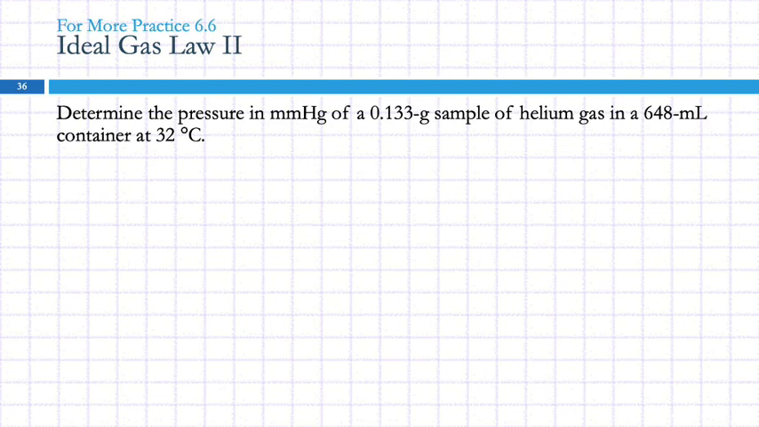Okay, one more problem here. Determine the pressure in millimeters of mercury of a 0.133 gram sample of helium gas in a 648 milliliter container at 32 degrees Celsius. None of the units are right. So we're going to do a lot of unit conversions here. So we've got a mass of gas, and we have a volume in milliliters, temperature in Celsius, and then they want us to find the pressure in millimeters of mercury. Nice.